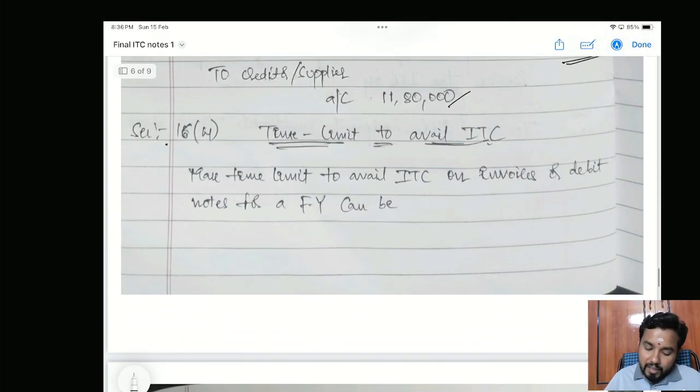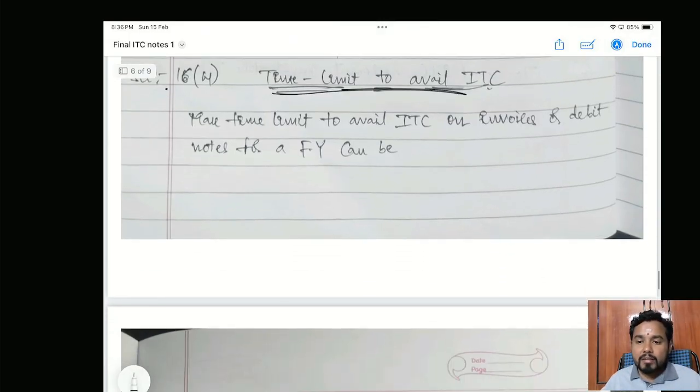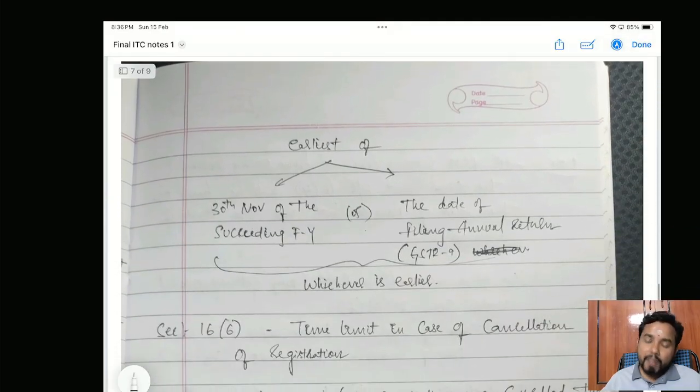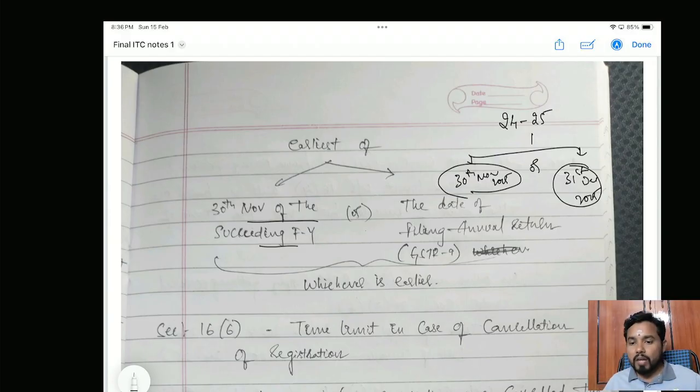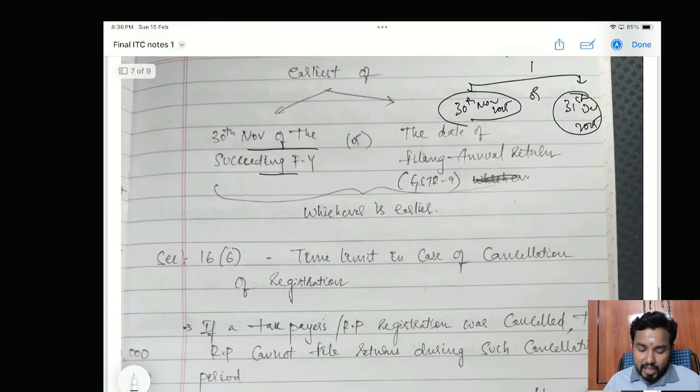Next one, 16 subsection 4. Time limit to avail ITC. Now, what is the maximum time limit to avail ITC? The maximum time limit to avail ITC was earliest of 30th November of the succeeding financial year or the date of filing of annual return, that is GSTR 9, whichever is earlier. It means for financial year 24-25, the maximum time limit will be 30th November 2025 or the last date permitted to file the annual return, that is 31st December 2025. So earliest of these two dates will become the maximum time limit allowed for you to avail ITC under Section 16 subsection 4 of the CGST Act.